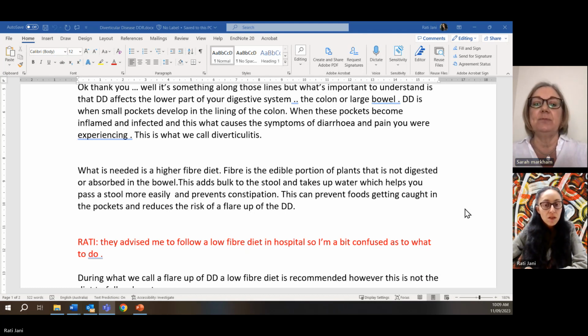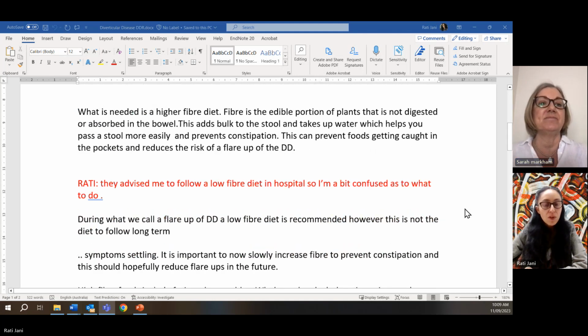Now, preventing constipation means that the stool is moving better through the colon, and that reduces things getting caught in those little pockets, and therefore reduces what we call a flare up of the diverticular disease.